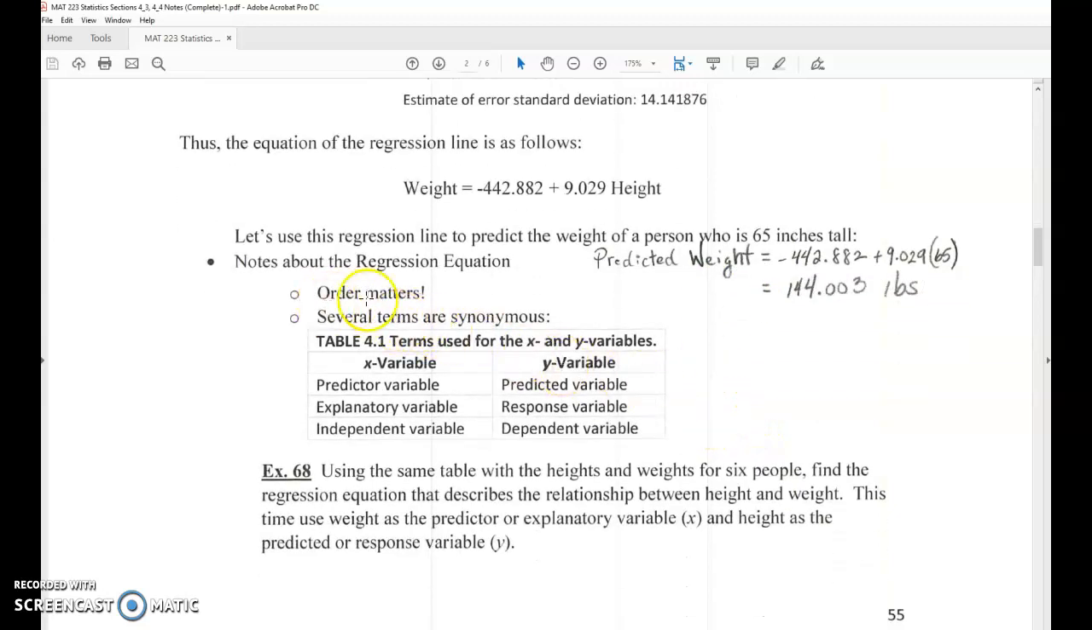Please remember, order matters. I've tried to say it many times, but whatever you put in for x is trying to predict what y is. If you want to predict weight using height, then height needs to be the x variable. Because of that, sometimes instead of calling x the independent variable and y the dependent variable, there are other names. Sometimes people call x the predictor variable because it's trying to predict y, so y is the predicted variable. Another common name is that x is the explanatory variable because it's trying to explain the response that you get with y, where y is the response variable.